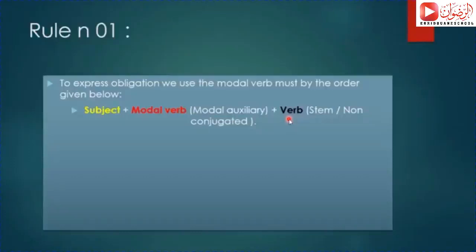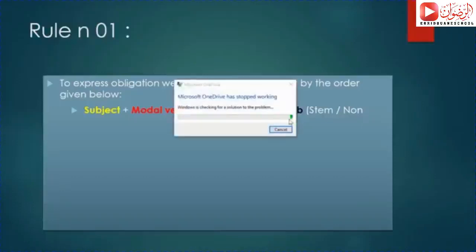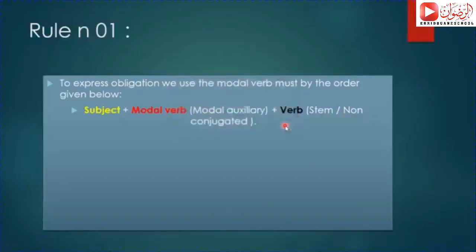For example, if we have the verb to play, we simply take out to, and we leave the main verb, which is a verb without to. To play is a simple verb in infinitive. When we take out to, what remains is the main form of the verb.